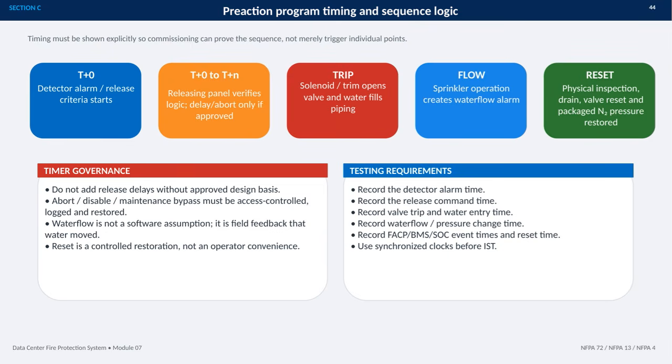Reset is the final controlled step. It includes physical inspection, draining, valve reset, and restoring packaged nitrogen pressure. During testing, record each event time: detector alarm, release command, valve trip, water entry, water flow or pressure change, FACP, BMS and SOC events, and final reset. Use synchronized clocks before integrated systems testing. Delays, bypasses, and maintenance modes must be access controlled, logged, and restored, consistent with NFPA 72, NFPA 13, and NFPA 4.